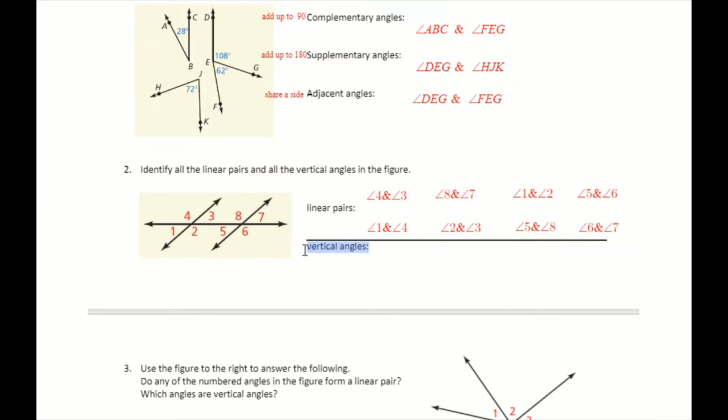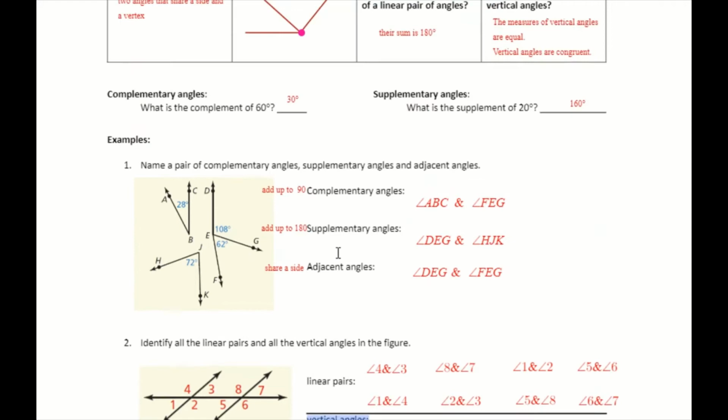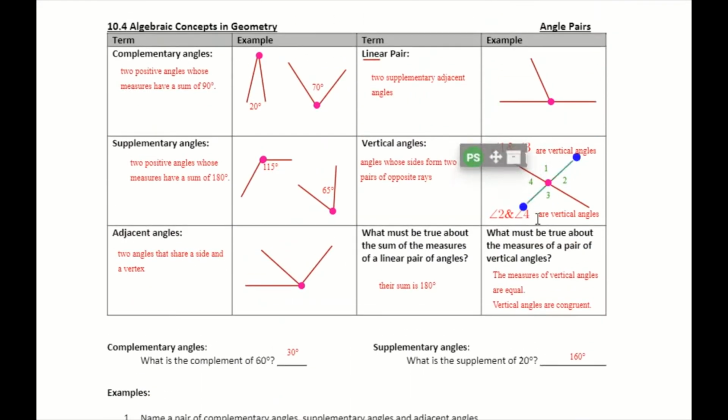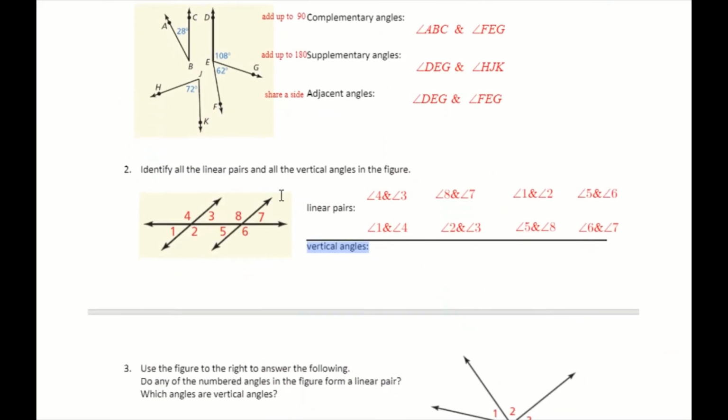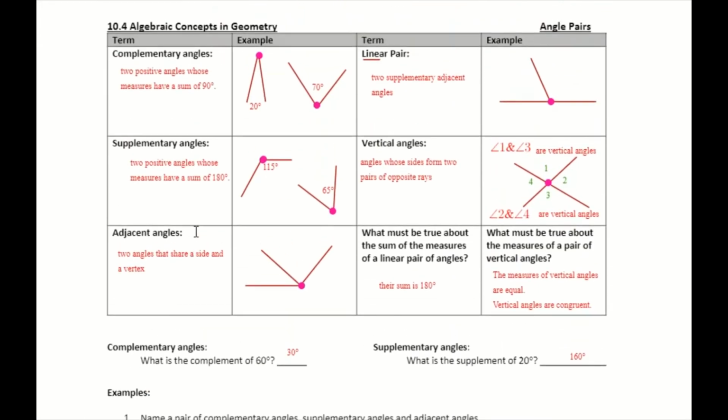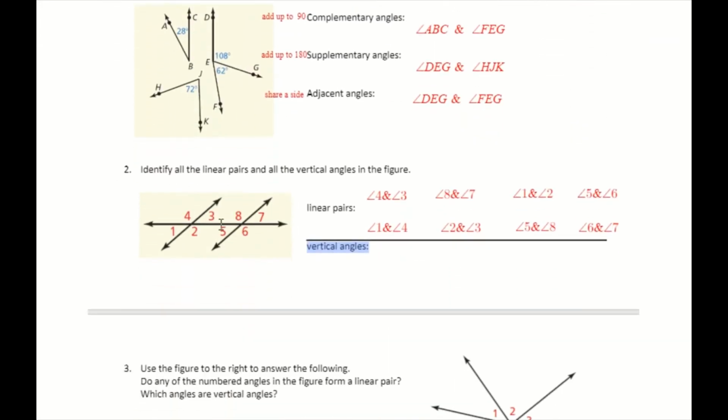And then vertical angles are a little bit different. Just going back up here, remember vertical angles are angles whose sides form 2 pairs of opposite rays. So when you have 2 lines that cross, these opposite angles are considered vertical angles, like 1 and 3, 4 and 2. So if I'm looking at what I've got down here, a pair of vertical angles would be 1 and 3, 4 and 2. It's almost the same diagram I have up here actually. So let's start with those.